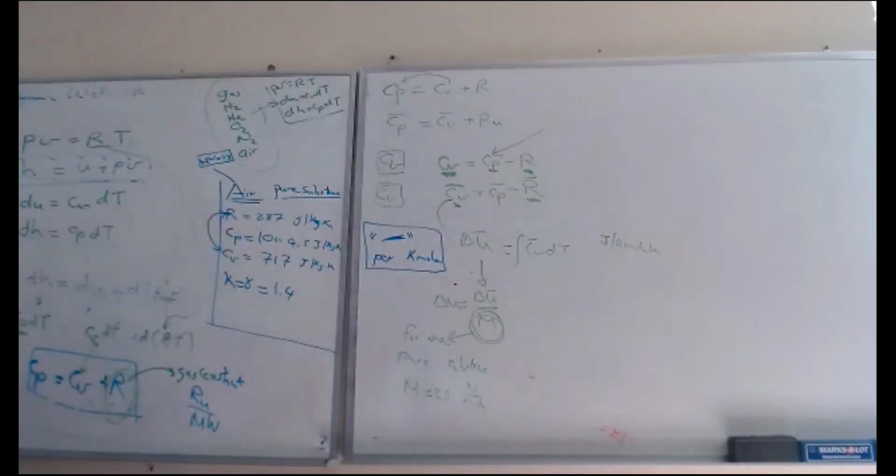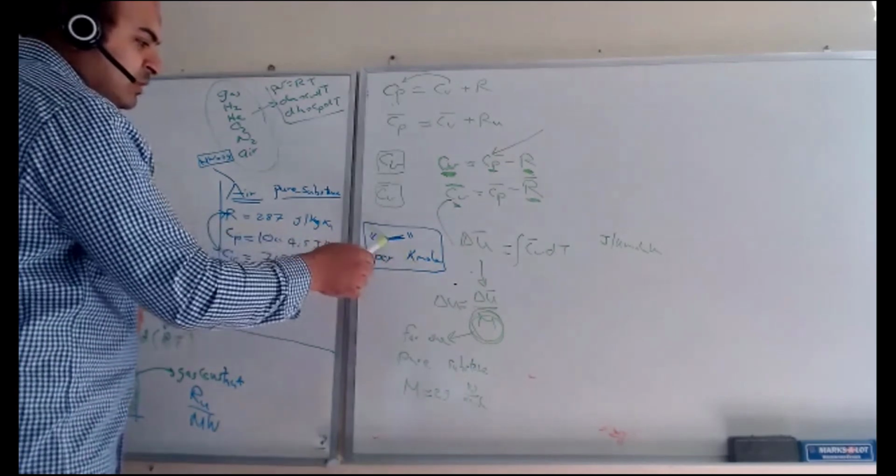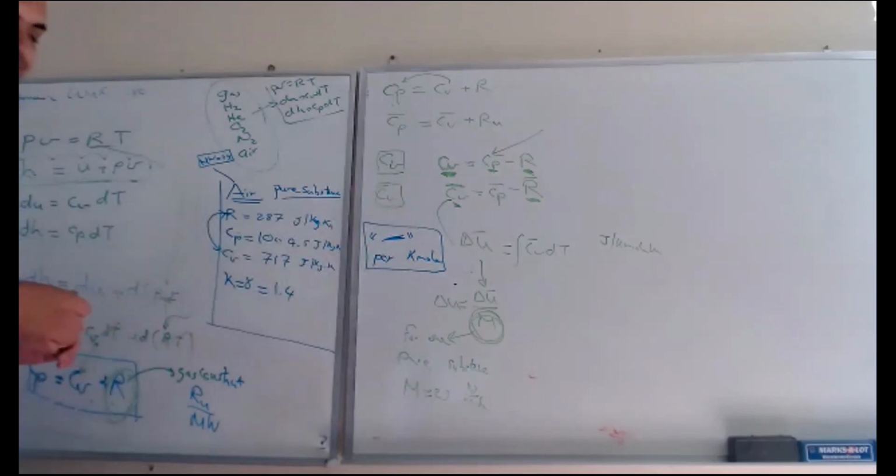Is it hard? So any equation you have, you can write it exactly the same way we write the one per kilogram, but use bar, it's per kilomole. Without bar, it's per kilogram. Clear?